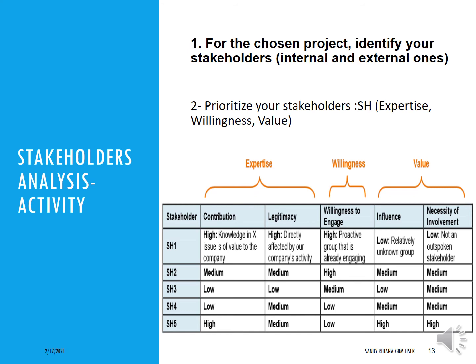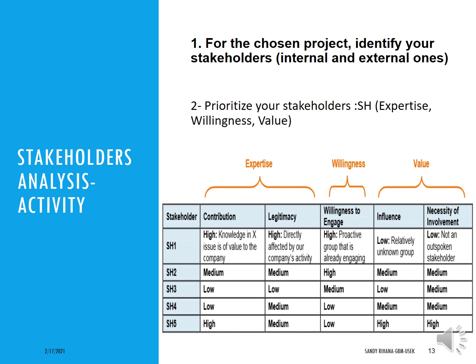For the necessity of involvement, basically, it depends on whether the stakeholder is outspoken or not. If it's not an outspoken stakeholder, he has low necessity of involvement. Otherwise, he can have a high necessity of involvement in the project, such as the project manager, who surely has high necessity of involvement. For example, a sponsor could have low necessity of involvement, a specific sponsor.